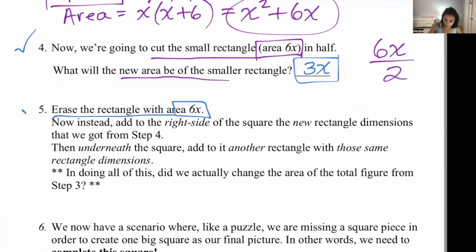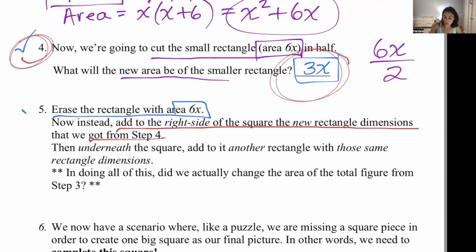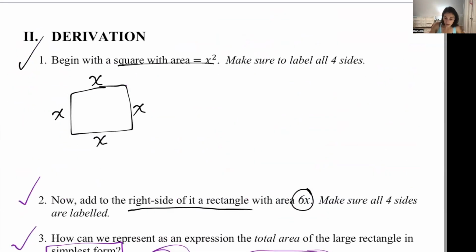The next thing it says is now we're going to add to the right side of the square the new rectangle dimensions that we got from step 4. So to the right of it, we sketch a rectangle with area of 3x. How would we sketch a rectangle with area 3x? Opposite sides of a rectangle have to be equal. So if this is x, then for it to be an area of 3x, we would have to label those two sides as 3. But again, we don't want to actually change the total area.